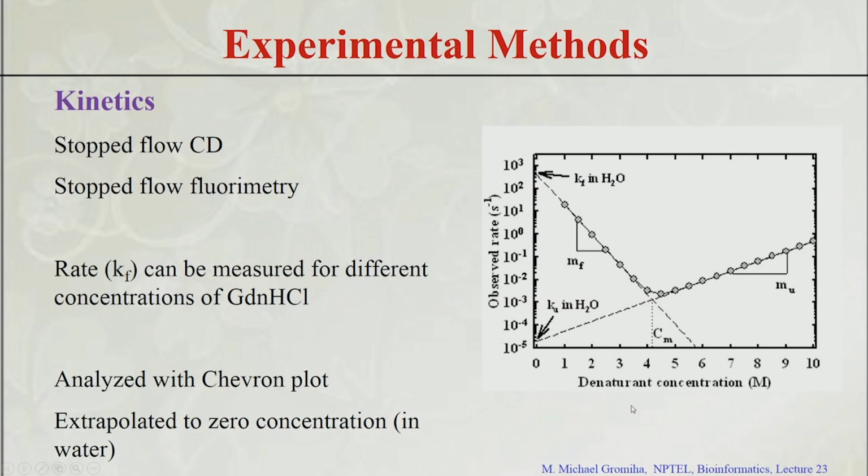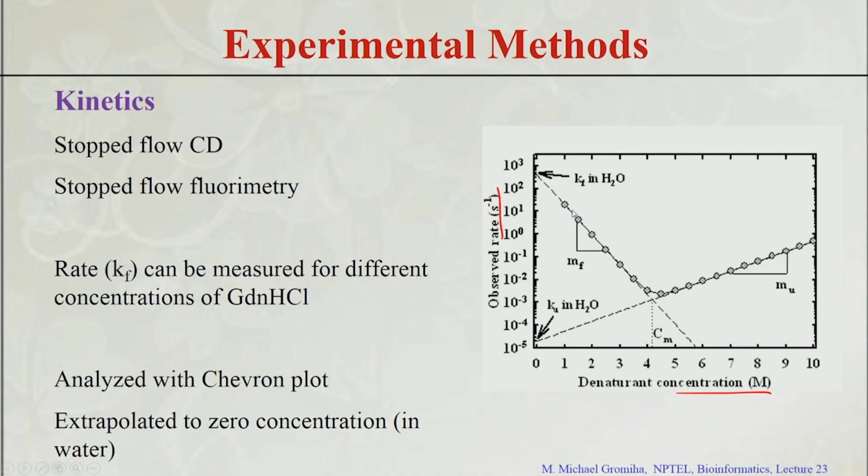There are various methods to get this folding rate, mainly stopped-flow CD and fluorimetry. This will give you the rate at different concentrations. For example, on the x axis we give the different concentrations of guanidine hydrochloride and on the y axis we show the observed rate. You can see the concentrations up to 10 molar, and this is the folding region and this is the unfolding region, and we extrapolate to 0 concentration to get the folding rate or unfolding rate, because we need uniform data for different proteins and mutants.